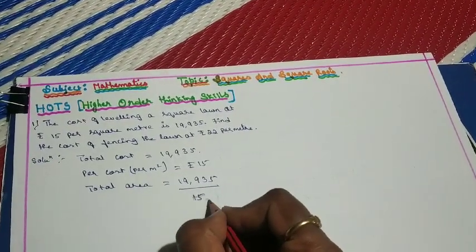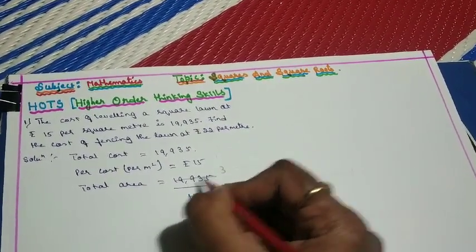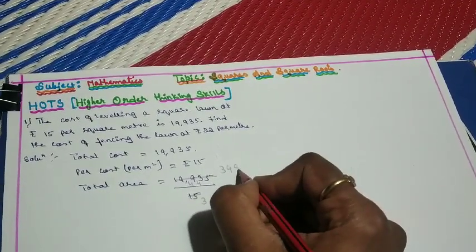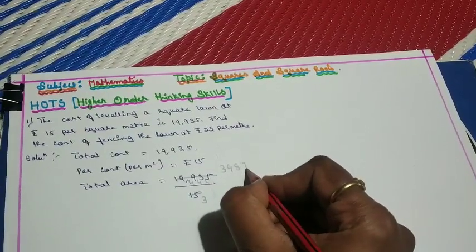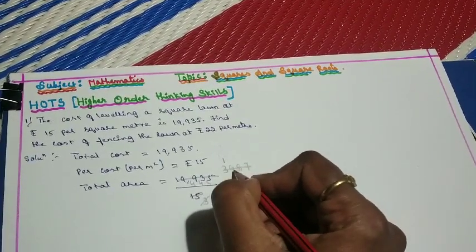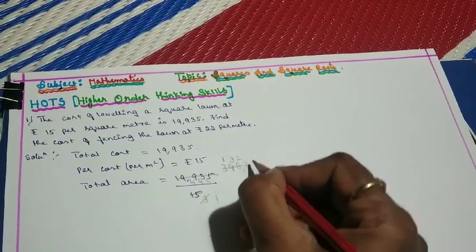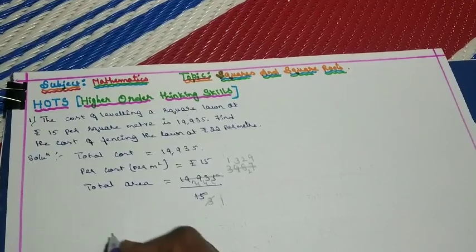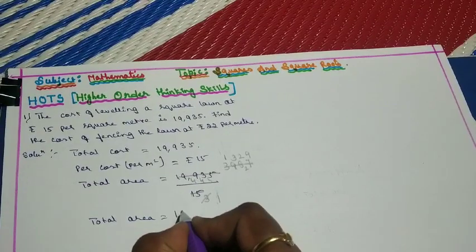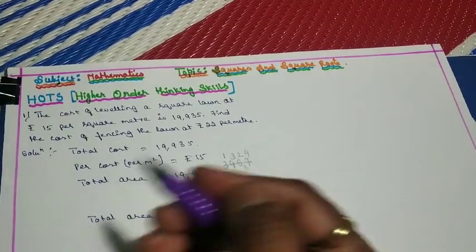Now you can go for cancellation. I'll cancel with the 3 table. 5 3s are 15, 5 3s are 15, 5 3s are 15, 4 remains, 5 9s are 45, again 4 remains, 5 8s are 40, 3 remains, 5 7s are 35. 3 1s are 3, 3 3s are 9, 3 2s are 6, 2 remains, 3 9s are 27. Then total area equals 1,329 meter square.